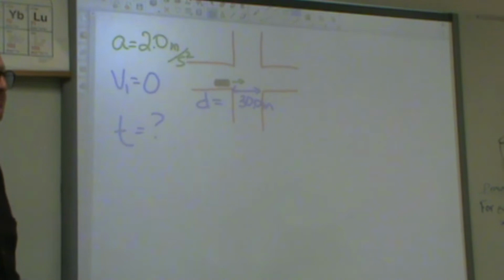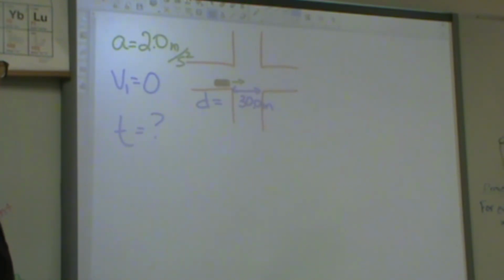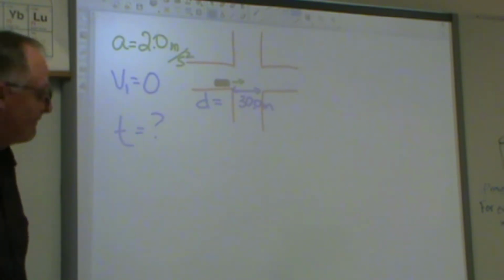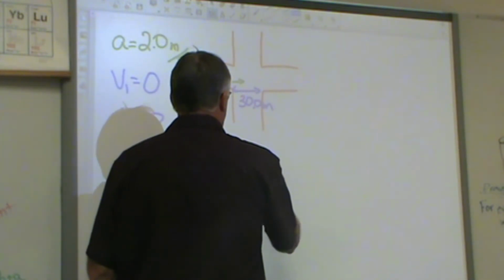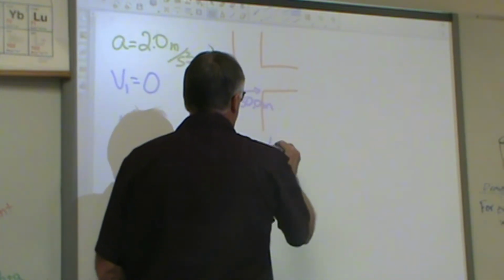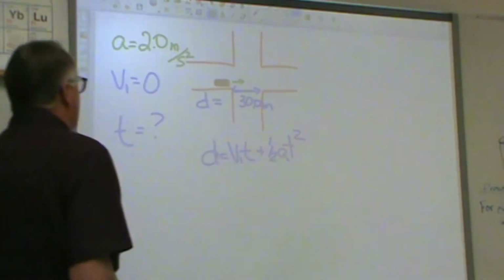You need one that has D, V1, A, and T. Is it the big one? Yep, so if we do D equals V1T plus 1/2 AT squared, and we're going to solve that for T.